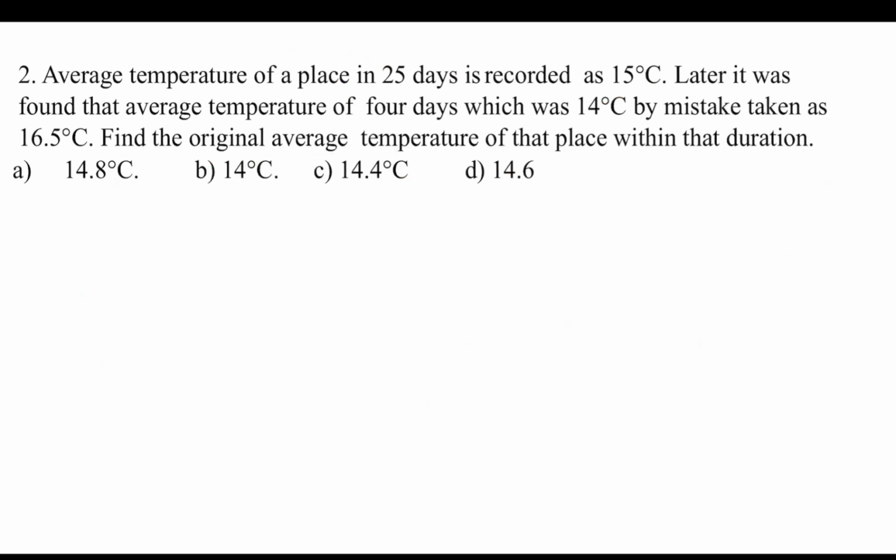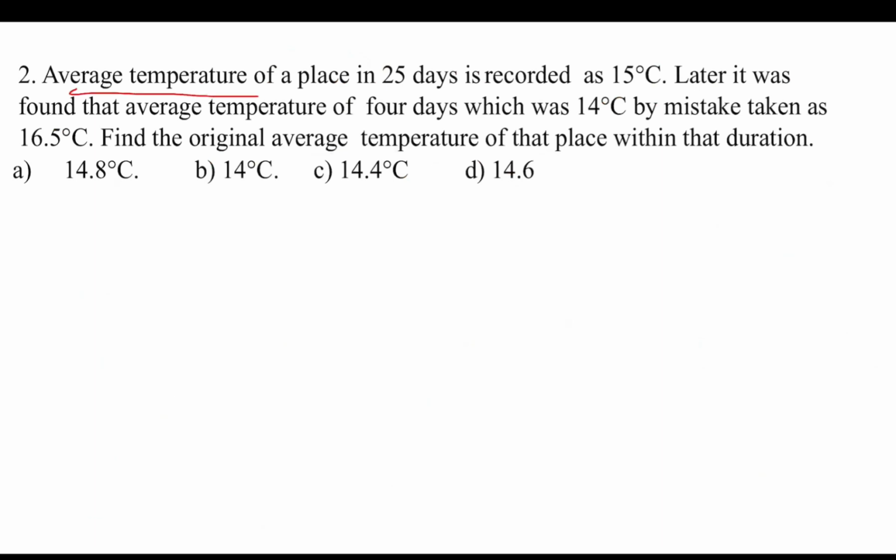The average temperature of a place over 25 days is recorded as 15 degrees centigrade. Later it was found that the temperature of 4 days, which was 14 degrees centigrade, was by mistake taken as 16.5 degrees centigrade. Find the original average temperature of that place within that duration.